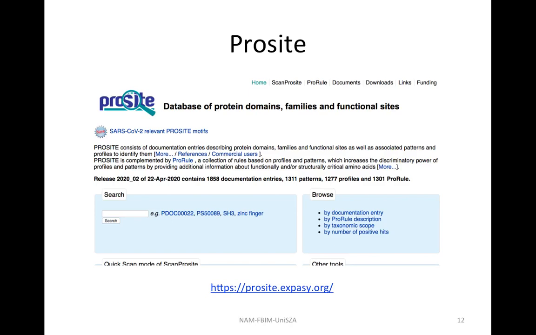The first one is Prosite. Prosite is an important secondary biological database which resides at the SIB. This is a database of protein domains, families, and functional sites. Prosite consists of documentation entries describing protein domains, families, and functional sites, as well as associated patterns and profiles to identify them.